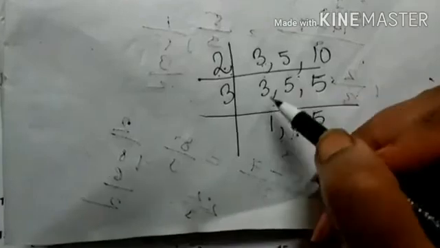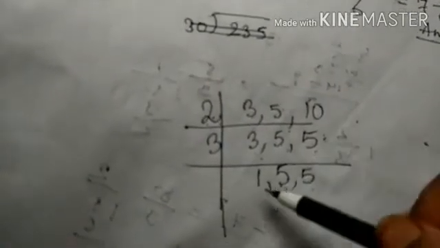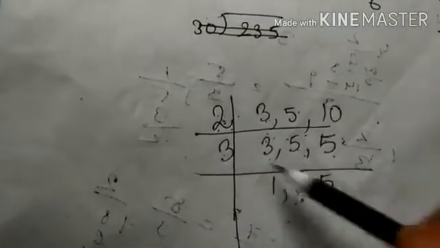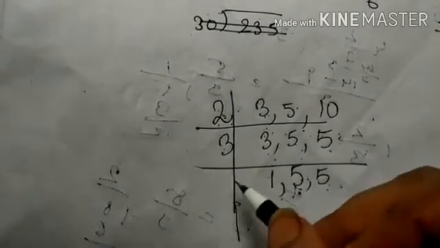Like 3. Again we'll bring 3 here, then 5, then again 5 and 5. So 2 into 5, 10. As 3 and 5 do not come in the table of 2. Now 3 in the table of 3, 3 1s are 3. Now 5 doesn't come in the table of 3, so 5 and 5 will remain here. Now 5, it's time for 5. Then 1, 1 and 1. So the numbers will be 2, 3 and 5.